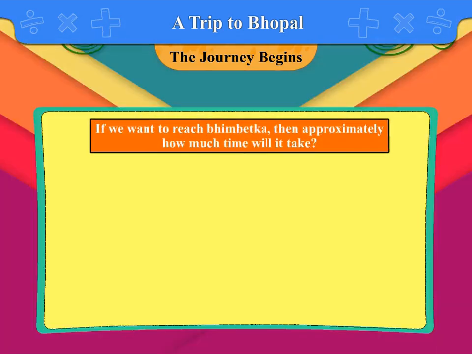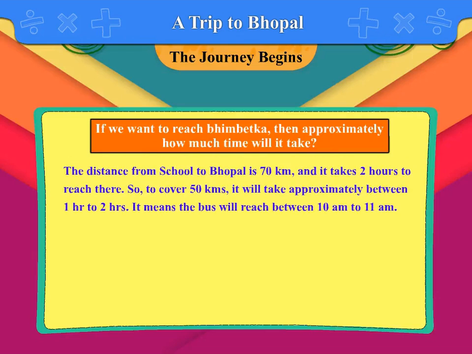If we want to reach Bhimbetka, then approximately how much time will it take? The distance from school to Bhopal is 70 kilometers and it takes 2 hours to reach there. So, to cover 50 kilometers, it will take approximately between 1 hour to 2 hours. It means the bus will reach between 10 a.m. to 11 a.m.